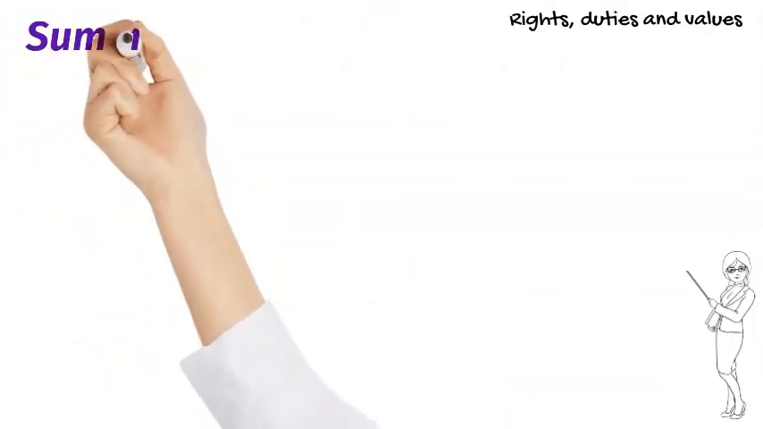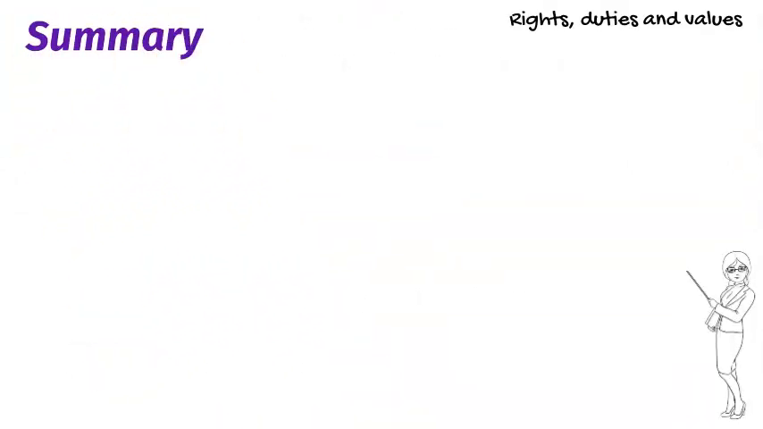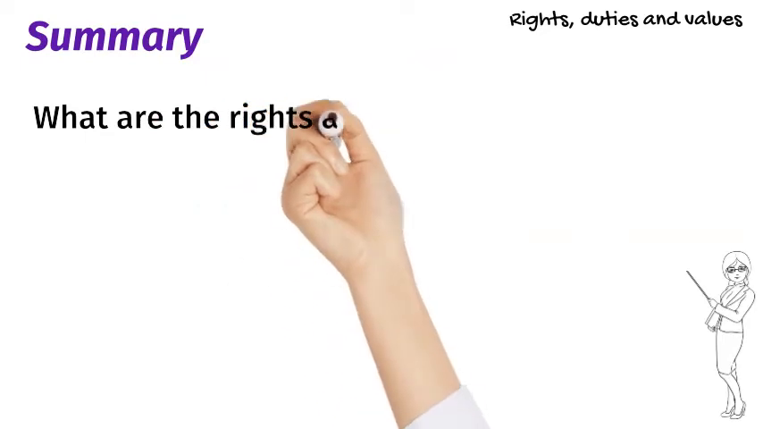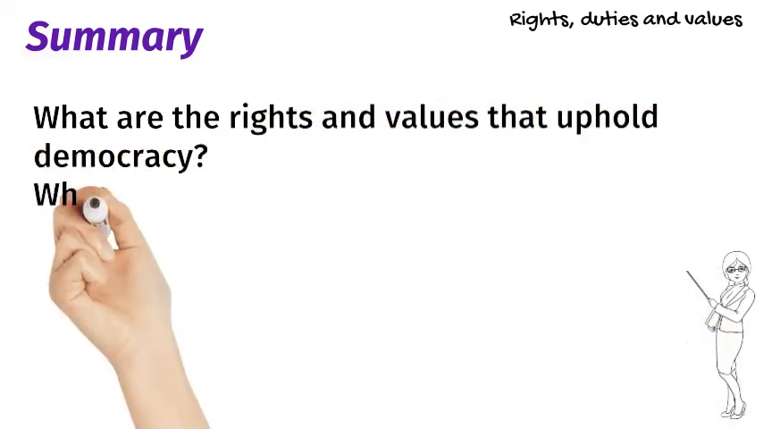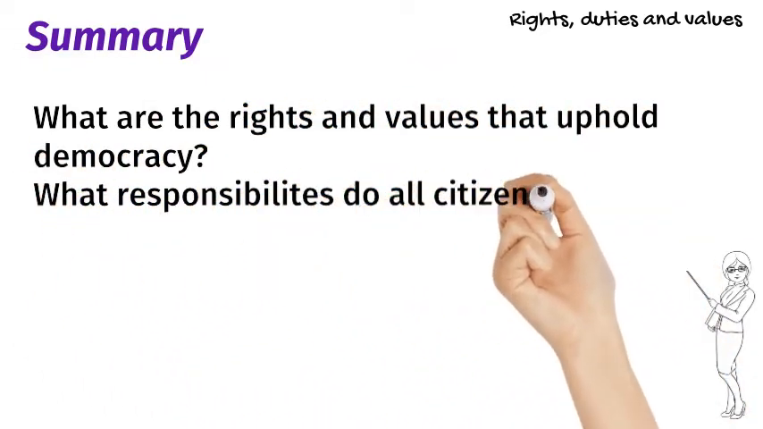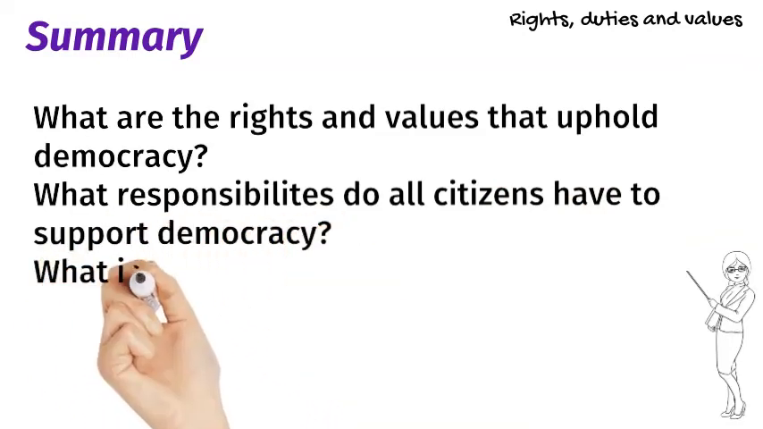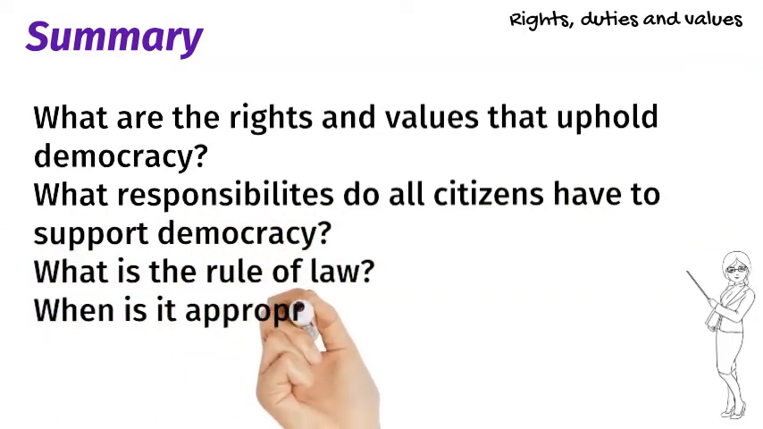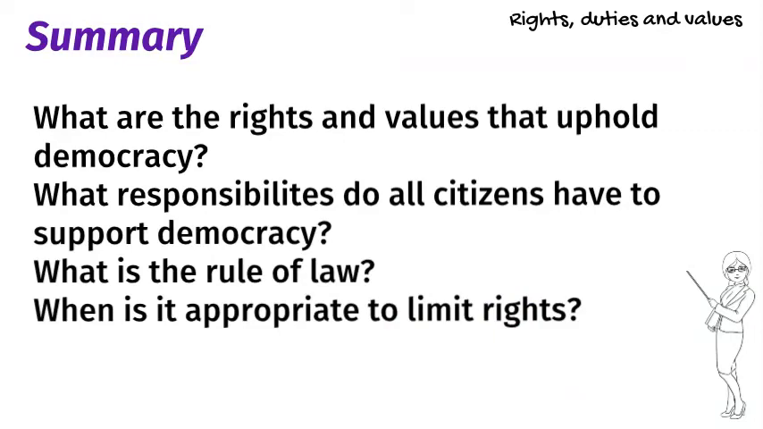So in summary, you should now be able to answer some of the questions below. What are the rights and values that uphold democracy? What responsibilities do all citizens have to support democracy? What is the rule of law? And when is it appropriate to limit rights?